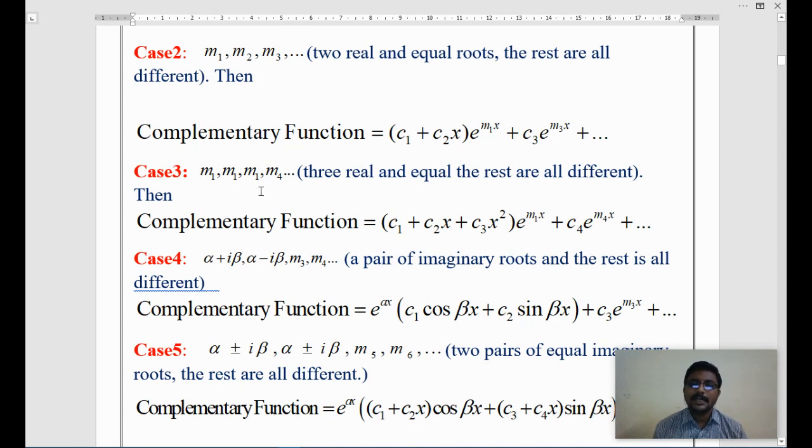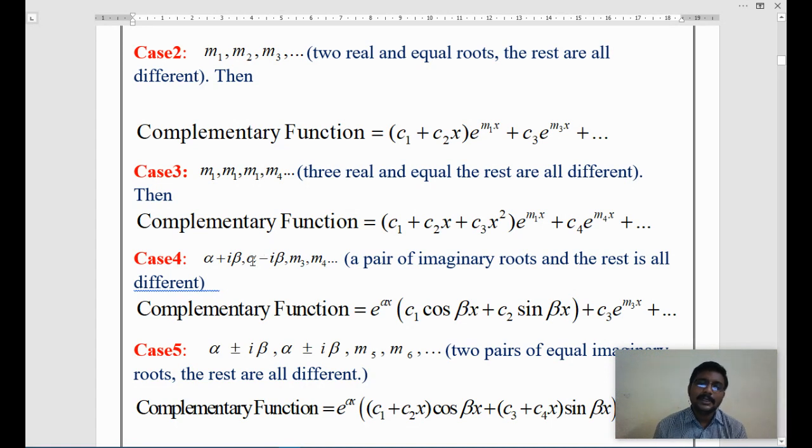Suppose four roots are real and equal, then we have to define CF as [C1 + C2x + C3x² + C4x³] e^(m1x), or m2x, or m3x, or m4x. Because m1 = m2 = m3 = m4 and the rest are different, so that c5 e^(m5x) + c6 e^(m6x) + and so on. So like that we define it whenever four roots are real numbers and equal.